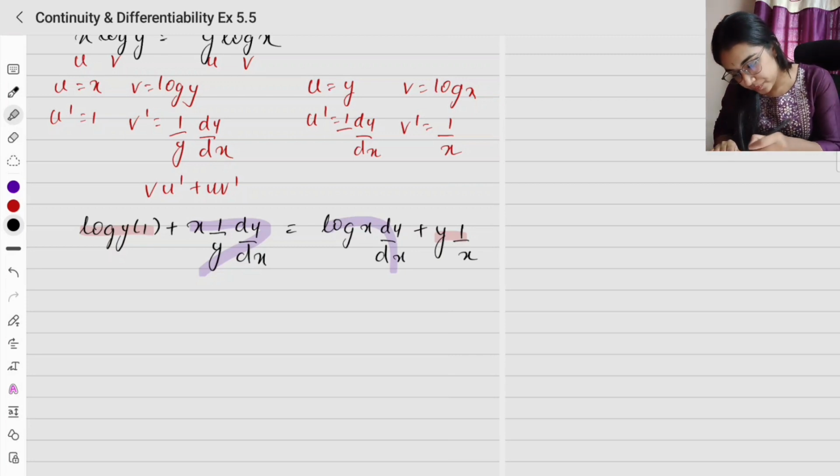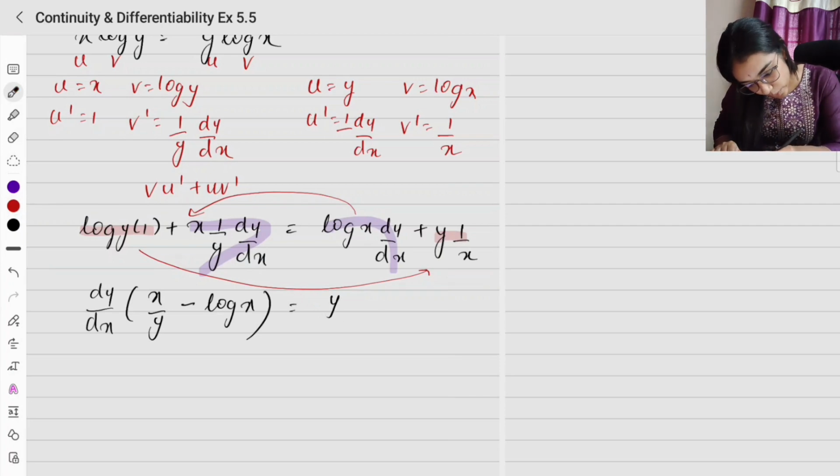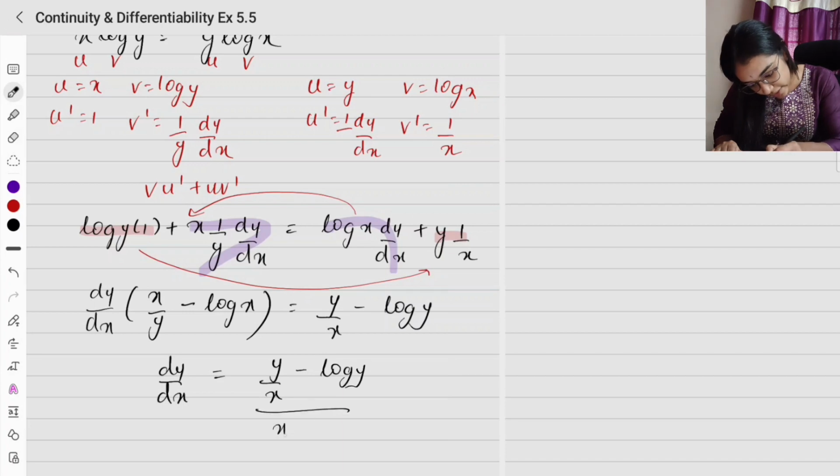So what happens? I have dy by dx of x divided by y minus log x. When this comes to the other side, the plus becomes a minus. When this goes to the other side, again the plus becomes a minus. Correct? y divided by x minus log y. So what is my dy by dx? dy by dx is simply going to be y divided by x minus log y, the whole divided by x divided by y minus log x.